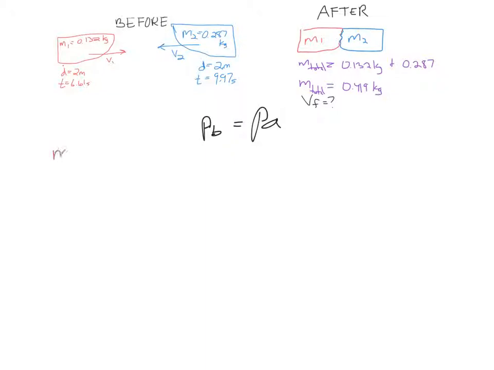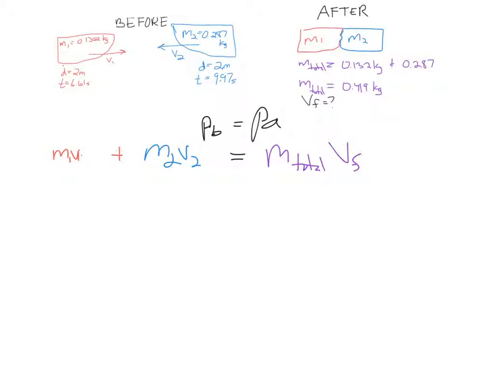So I have M1 V1 for the first boat plus M2 V2 for the second boat. All that's got to be equal to the total mass times that final velocity. Alright, so if I know that, I can start plugging stuff in.